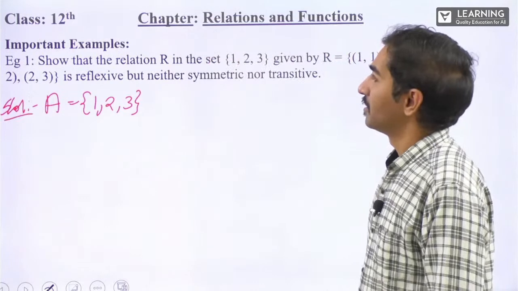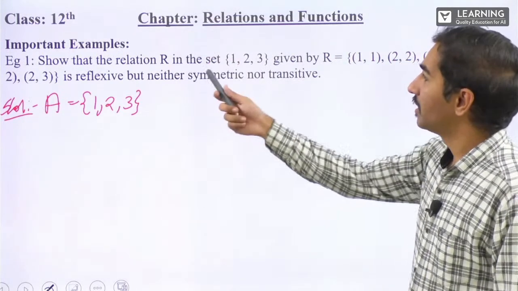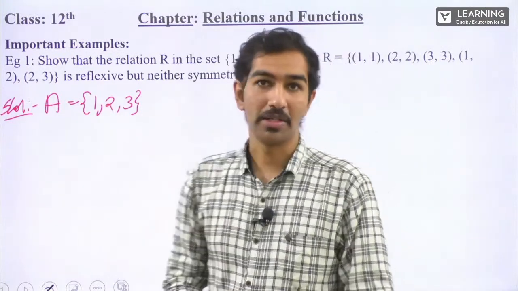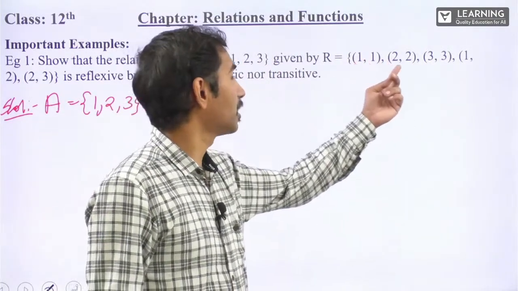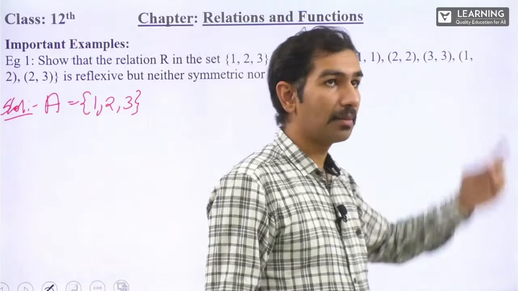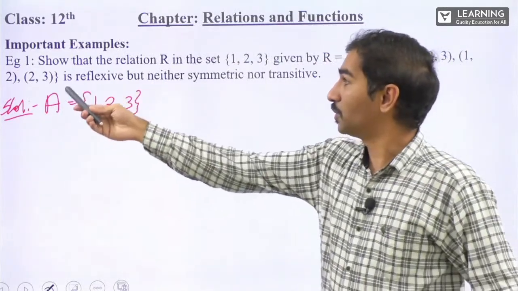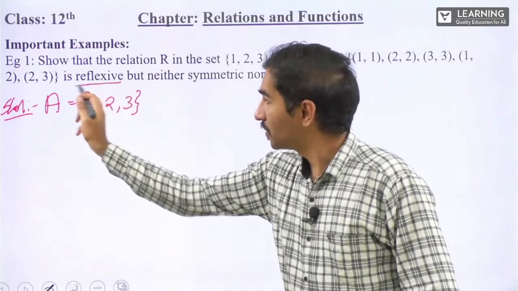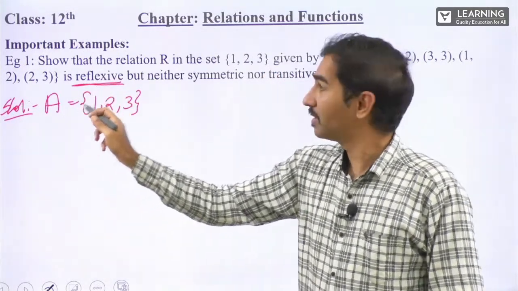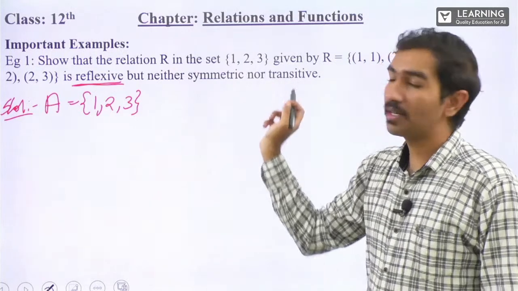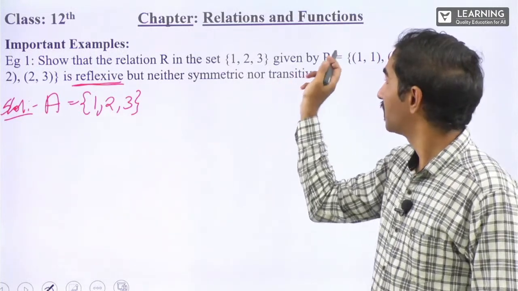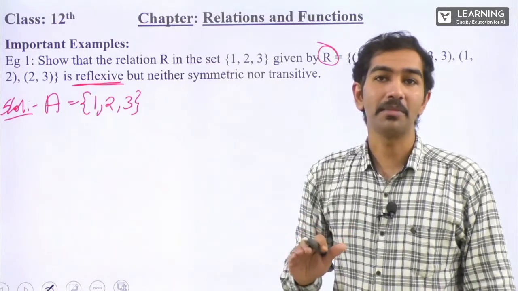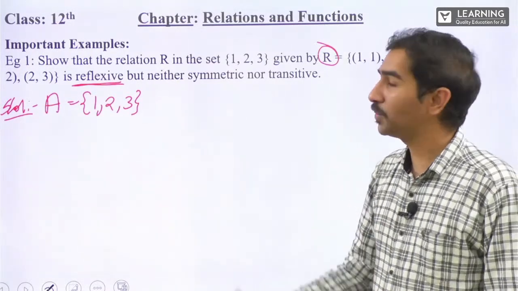Show that the relation R in the set {1, 2, 3} given by R equal to, so the relation is also given, students, R = {(1,1), (2,2), (3,3), (1,2), (2,3)} is reflexive, but neither symmetric nor transitive. So whatever relation is given here, R, we must show that it is reflexive, but it is not symmetric and not transitive. So we have to prove that.